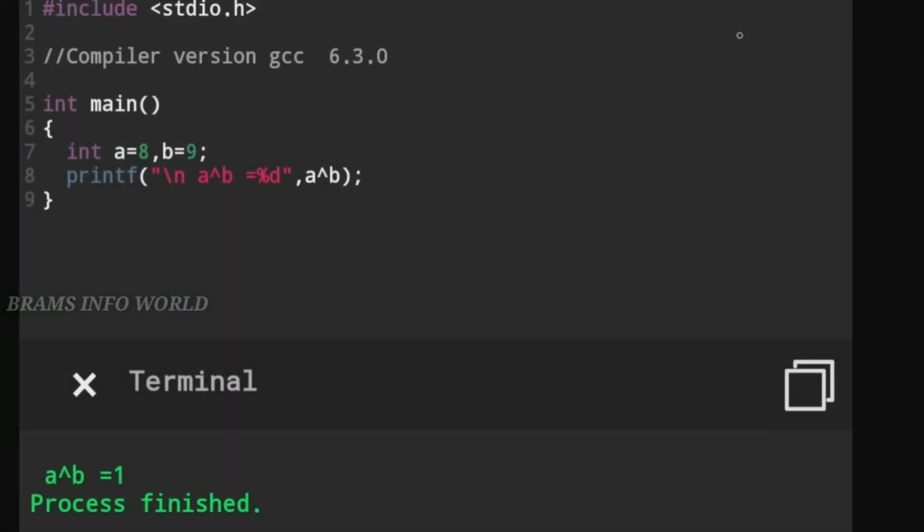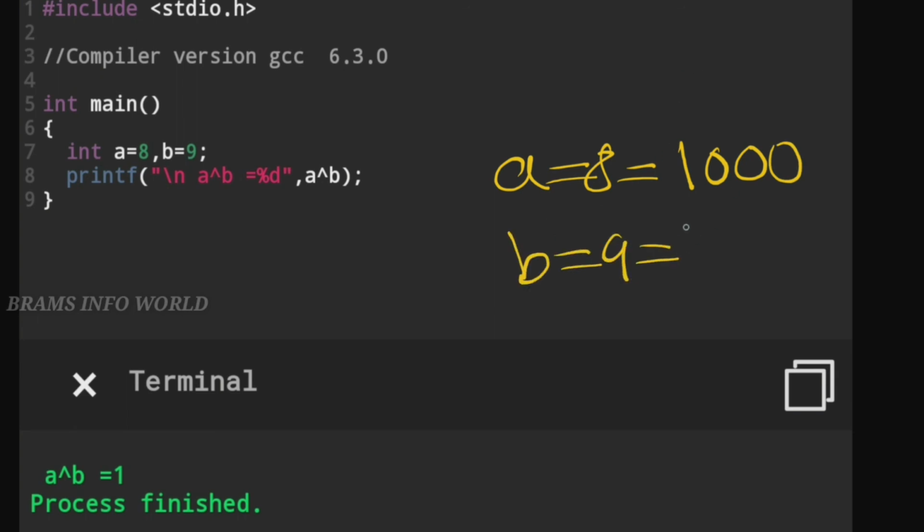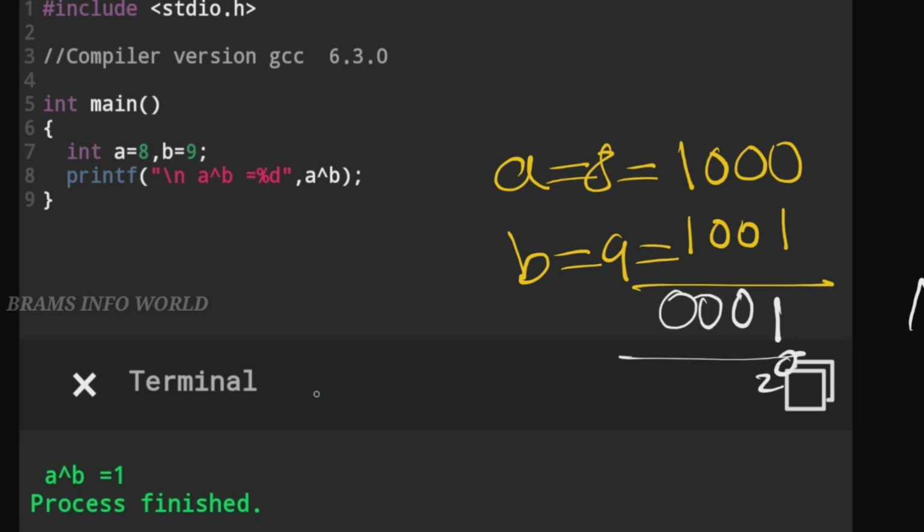See, the A value is 8. So A equal to 8. 8 in the sense, how to convert it? 2 cube, 1 0 0 0, and the B value is 9, 1 0 0 1. So for the XOR operation, if any one of the inputs is true, the output is true. 0 0 0 1. So 2 power 0. 2 power 0 means 1 only. Expected output is 1. So this is the way we can implement the 3 types of bitwise operators.